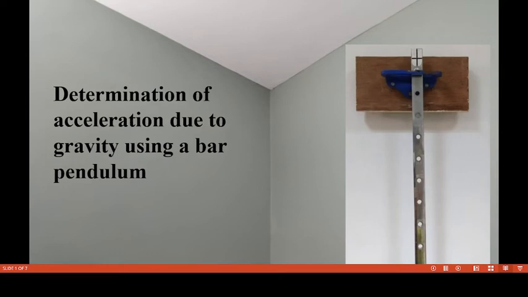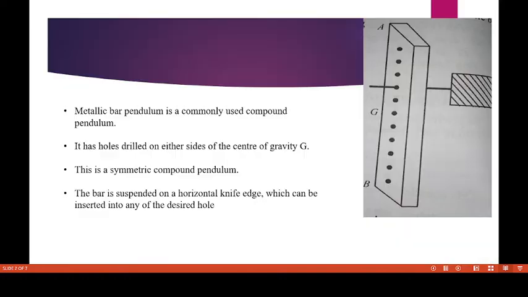So now we will see the determination of acceleration due to gravity using a bar pendulum. We've already seen a compound pendulum. A bar pendulum is the simplest form of compound pendulum, where we use a metallic bar as the oscillating body. The bar shown in the figure is a symmetric compound pendulum.